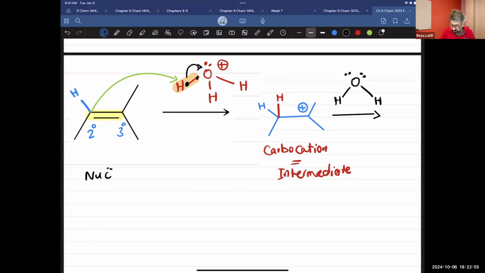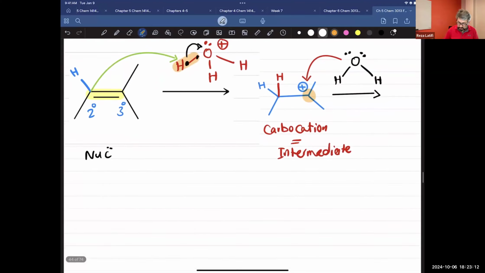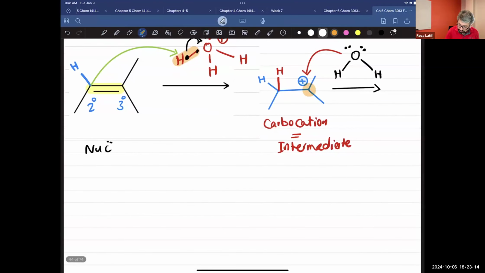Now it's time for water to get involved, and water can attack this carbon. Of course, water can be added from both sides to that carbon. Which carbon? Again, the one I just highlighted. If that happens, we get such a product.